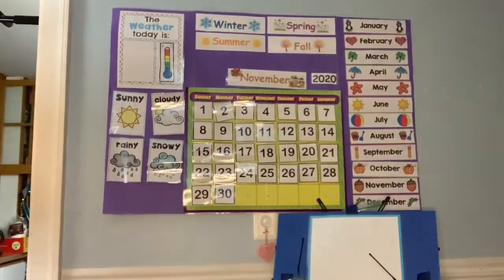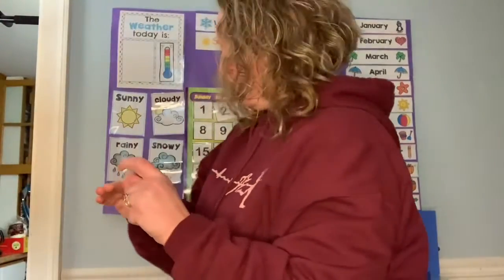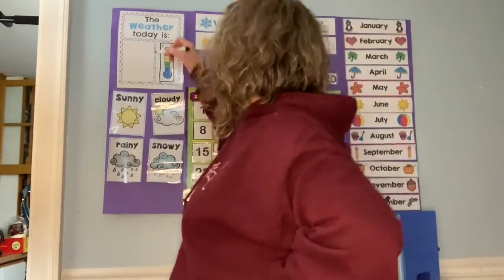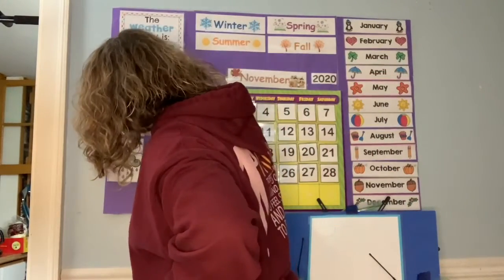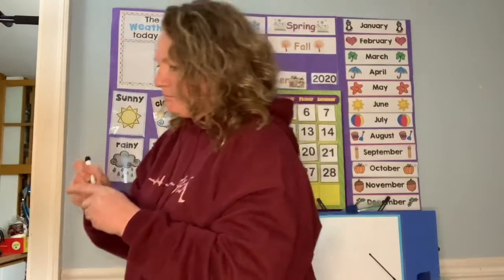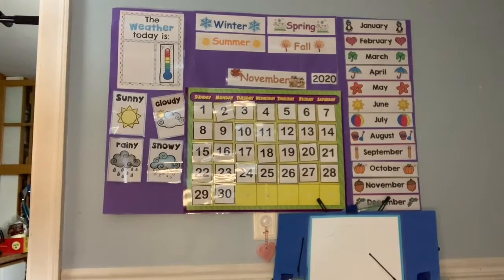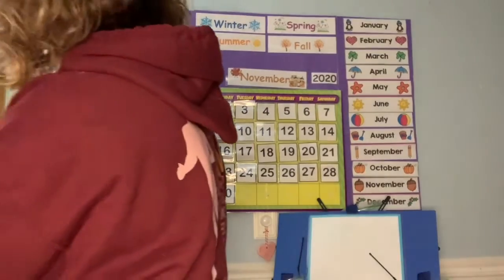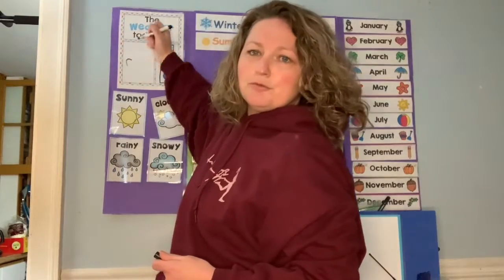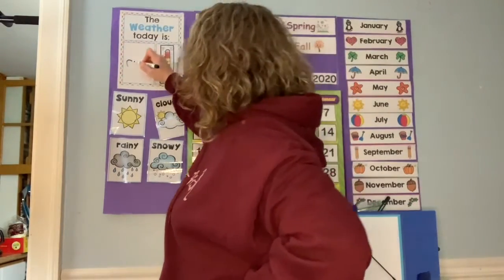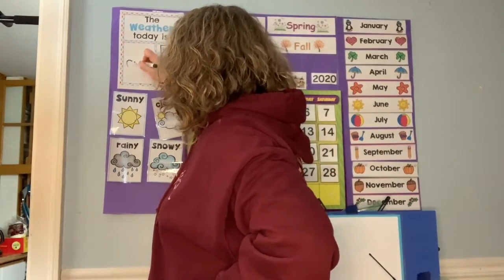Hold on one second. See if you can see this marker better. Rainy is an R. Good job. Nope, we can't see that marker. Let me try one more, my friend. That's better. Rain. A. Do you hear that A?